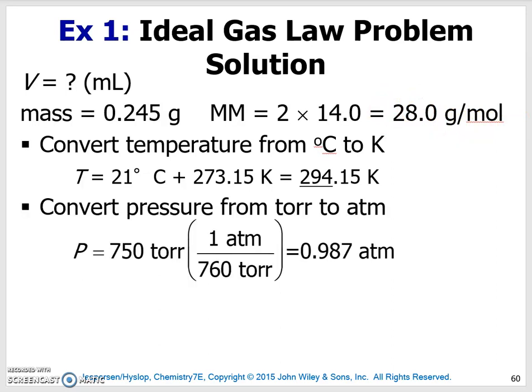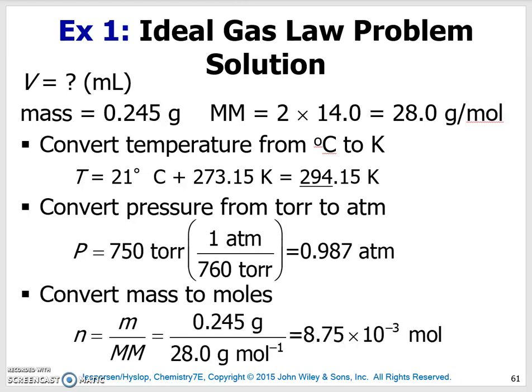Convert pressure to atmospheres, and then we'll be good to plug into the ideal gas law. Write it out, PV equals nRT. Rearrange it. Oh, convert mass to moles. I already talked about how to do that. You guys should know how to do that, but here's the setup in case you need to pause and remember.